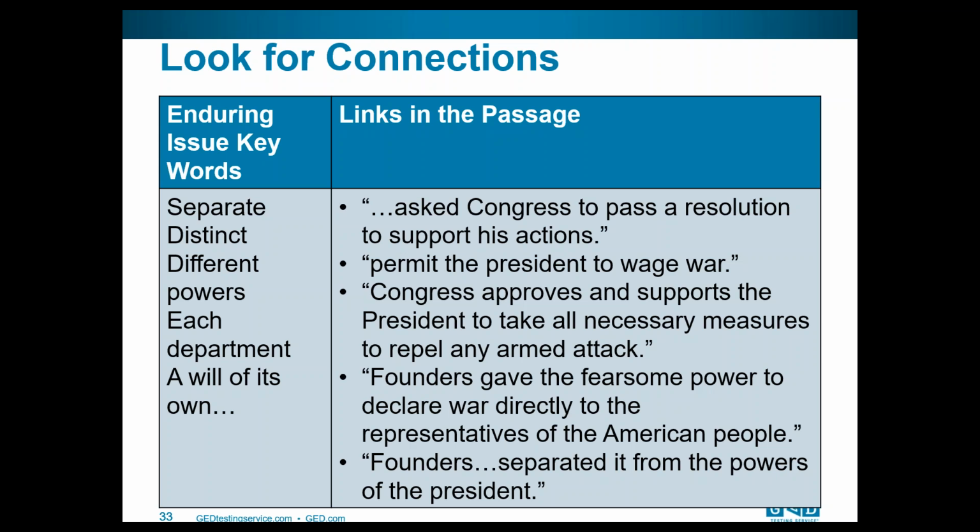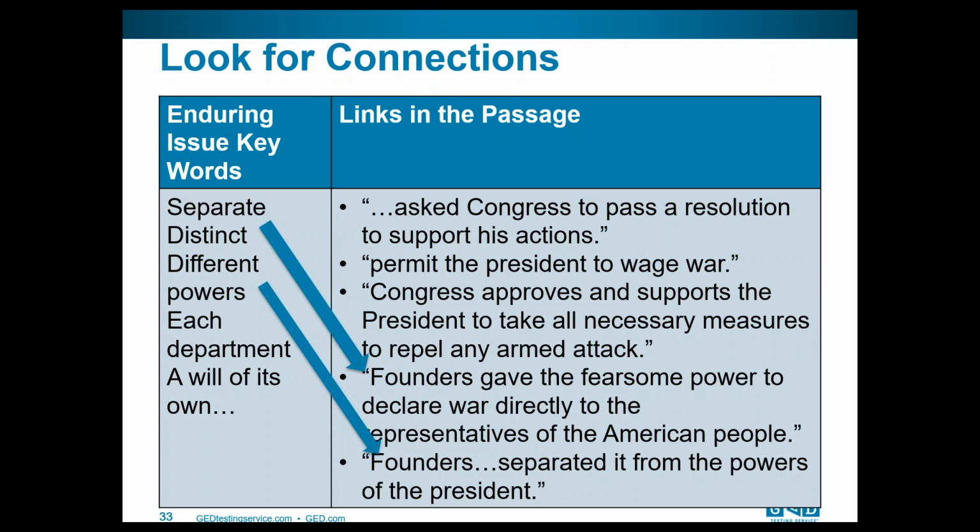So these are all different pieces that are included in that letter. Notice that we're focusing in, okay, they said Congress. Well, that's one of those parts of the government itself, and then we have president, and then Congress approved and supported the president to do something. But I want you to look at the last 2. The founders gave the fearsome power to declare war directly to the representatives of the American people, and that comes back to Congress. And the founders separated it from the powers of the president. That tells us, yes, here is my link. Here is my connection between the letter and back to the excerpt where I pulled the enduring issue.